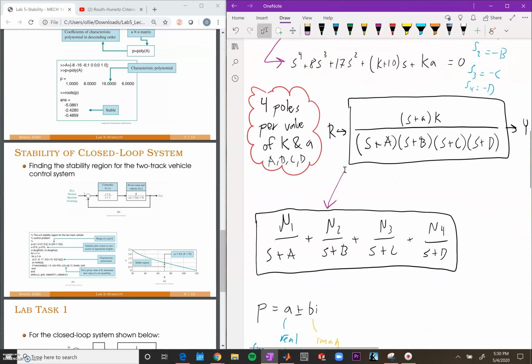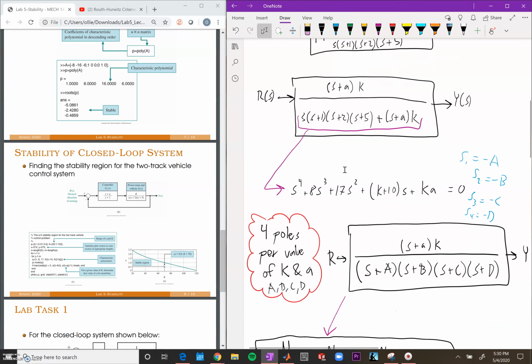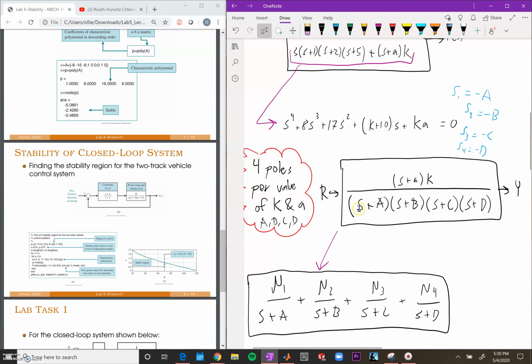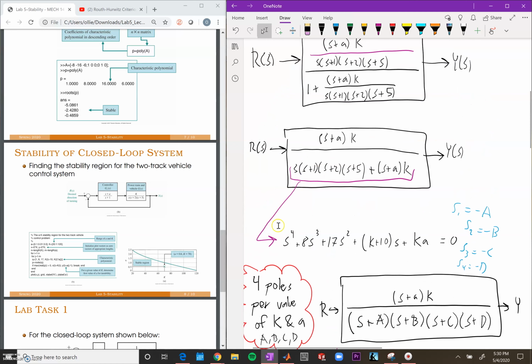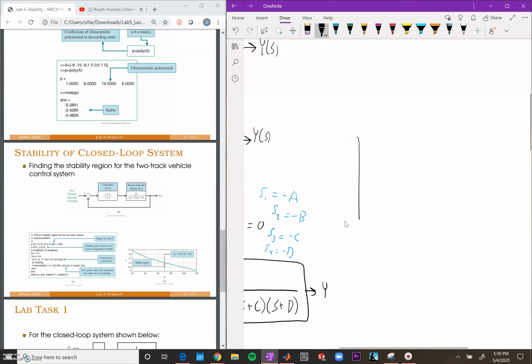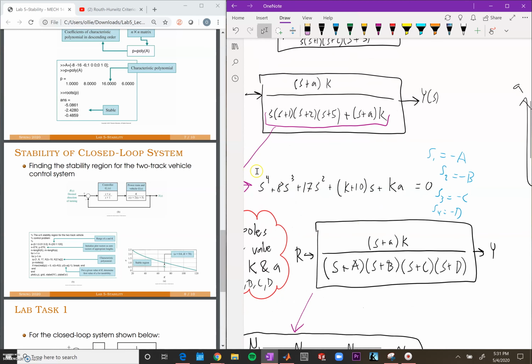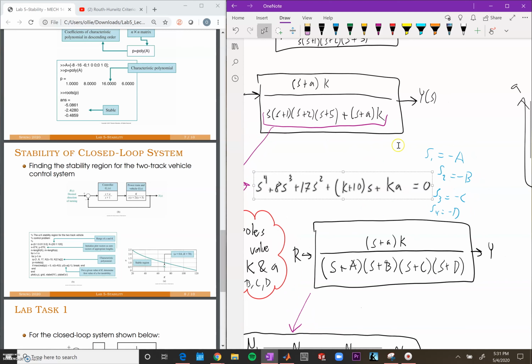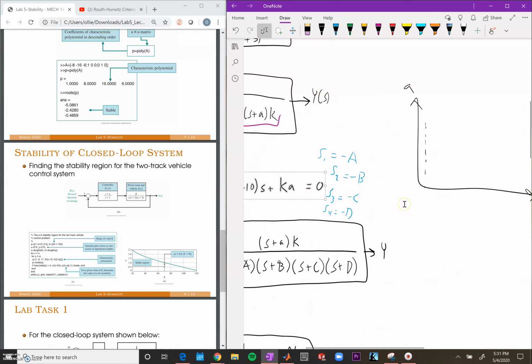We're going to go through this function here. We're going to plug in values for K and A. We're going to see when we solve this, right? When we solve this for a given value of K and A, when does the system become unstable? When do we get poles in the right half plane?